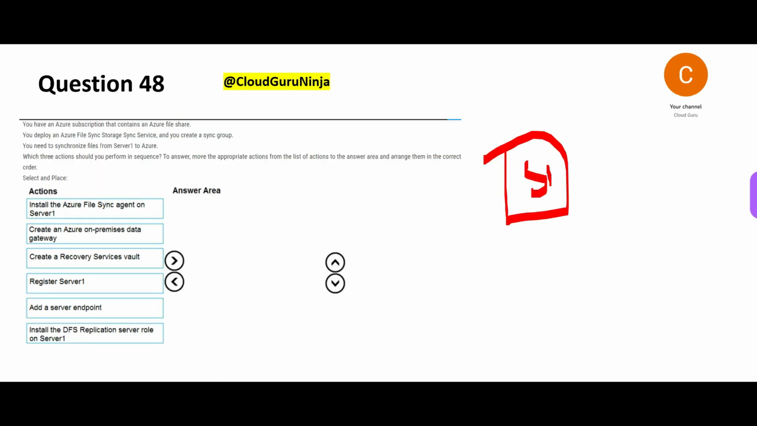See, this is a standard question. You have server 1, where it will be, obviously it will be on premises. The whole AZ104 is, a lot of questions are based around this on premises and Azure. And you have Azure box. The blue box is Azure and red box is your on premises. And what you have to do is you have to do a file sync between these two environments. Simple. Now what are the steps? These are some of the options. You have to arrange the steps in sequence.